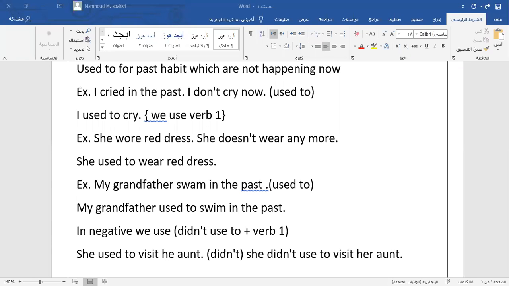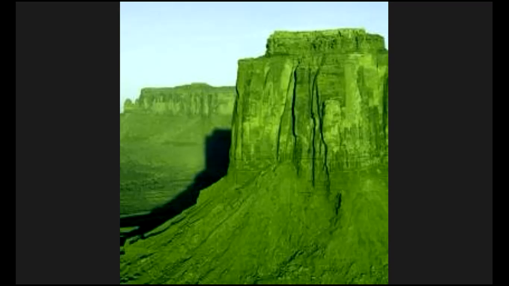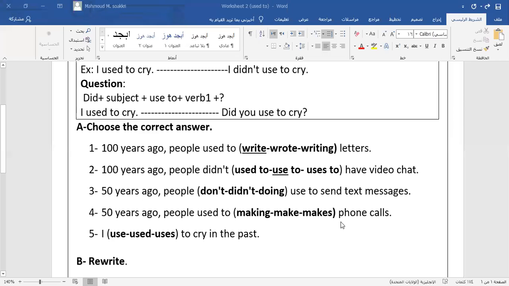Number 3, please. Yes. Where is number 3? Just give me a minute. Now, can you see number 3? Oh, yeah. 50 years ago, people used to send text message. Didn't used to. Thank you.